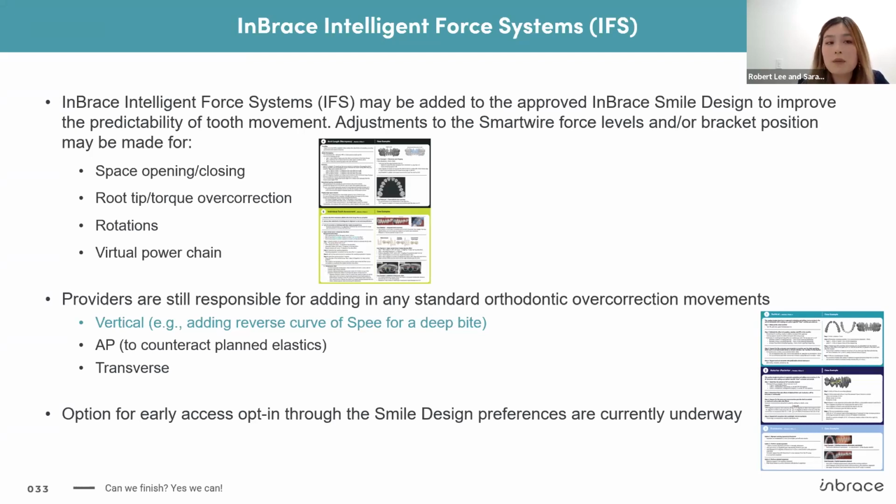So adjustments may be made for space opening and closing, overcorrections for root tip, root torque, rotations, and virtual power chains. So essentially, these are a lot of the things in number 4 and number 5 of the reference guide. However, providers are still responsible for adding in the standard orthodontic overcorrection movements, meaning your vertical, your AP, and your transverse, which is why today's webinar is specifically on vertical. So those 3 things must still be added before your approved smile design. And options for early access for opting into IFS are currently underway. So definitely a huge thing to look forward to.